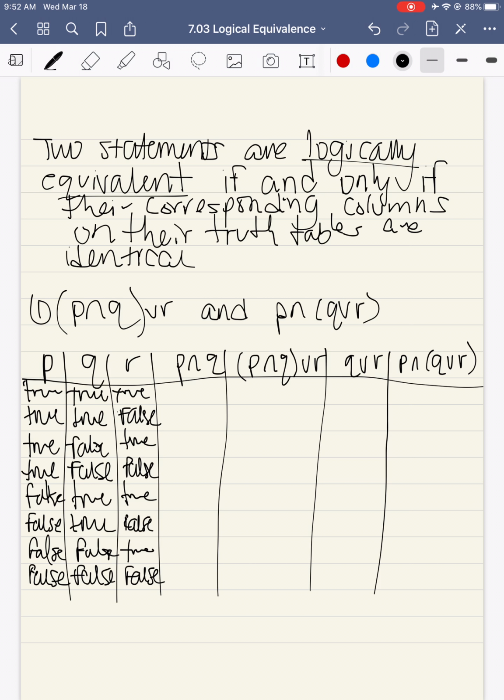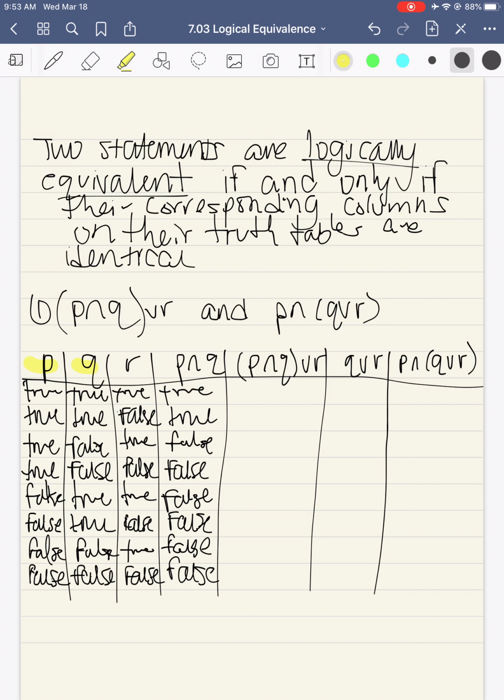So then for P and Q, we want to look at the first two columns here, and then and is only true if both statements are true. So here we have true, true, false, false, false. And then we have false, true here, so that is also false. False, false is false, and then false, false is also false.